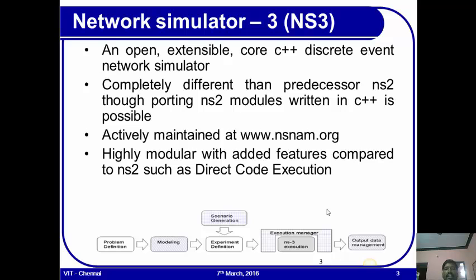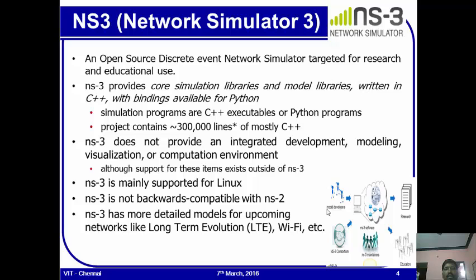www.nsnam.org. So the highly modular and added features compared to NS2, such as direct code execution, that is code to be written in C++ as well as Python. So it is an open, as I said, discrete event network simulator targeted especially for research and educational use. As I mentioned, we have a set of libraries written in C++ as well as bindings available for Python. We have projects of around 3 lakh lines of code, mostly written in C++.